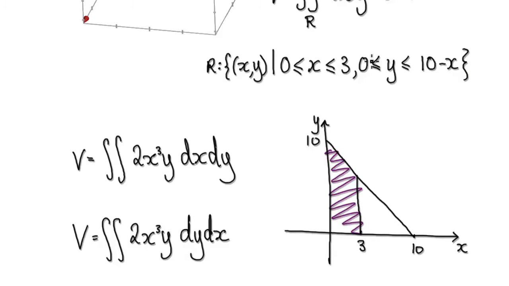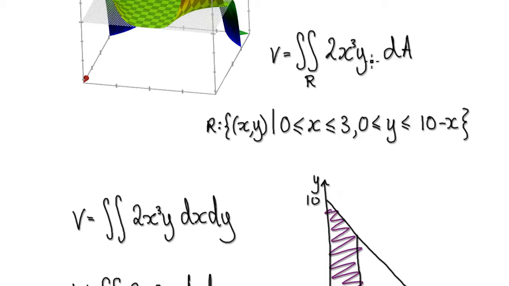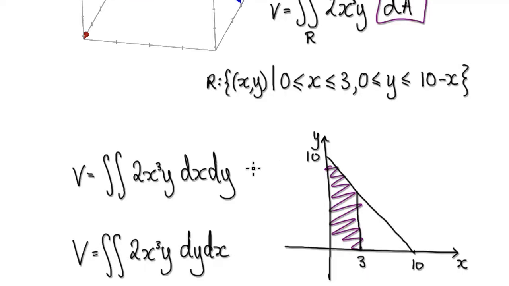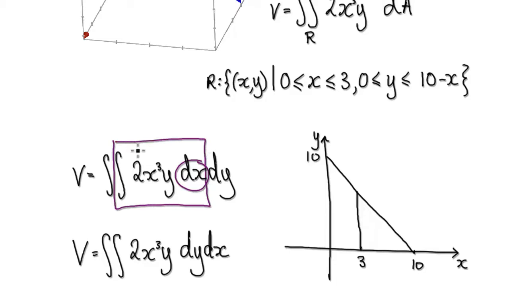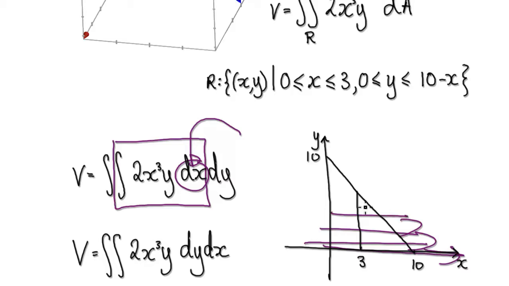And when you're looking at dA, you have the option of using dx by dy or dy by dx. So let's look at this scenario here, dx by dy. If you look at the inner integral, it has to move parallel to the x-axis. So you've got to move like this, parallel to the x-axis.